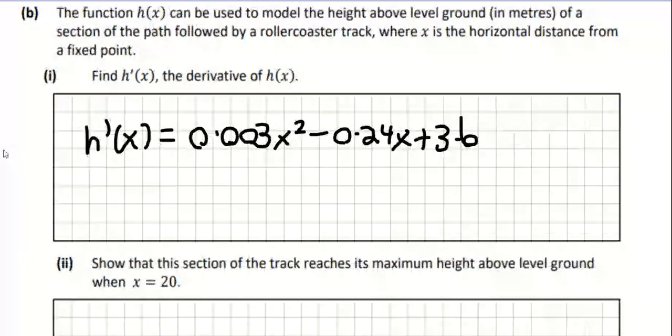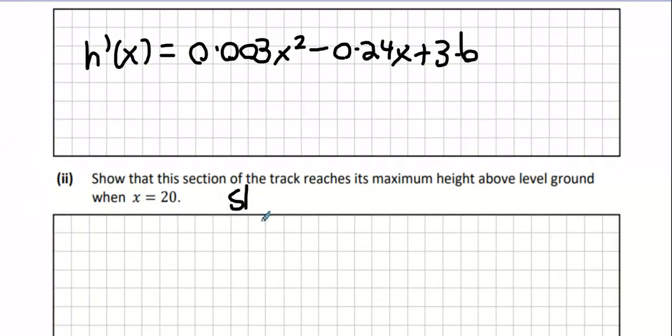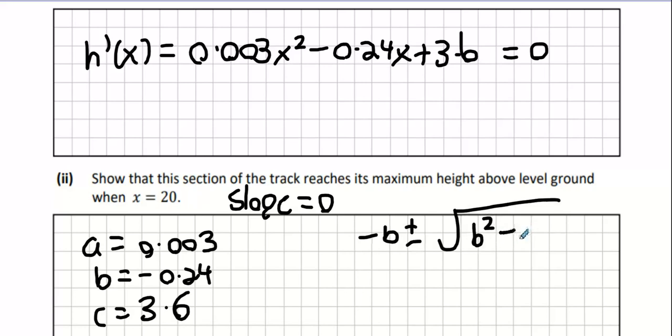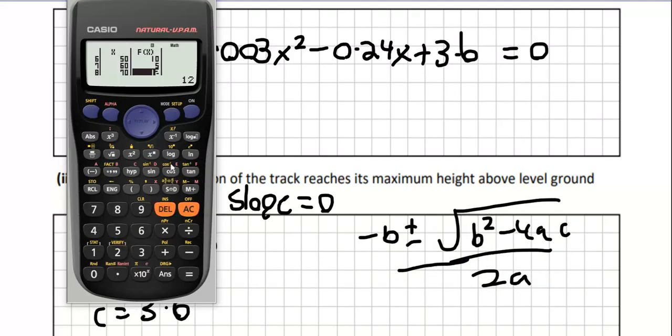So what we're going to do is the slope will have to equal 0 at the maximum. So the first derivative will have to equal 0 as well. And once again, I'm just going to do the minus b formula. a equals 0.003, b equals minus 0.24, c equals 3.6. And we're going to do minus b plus or minus the square root of b squared minus 4ac, all over 2a.